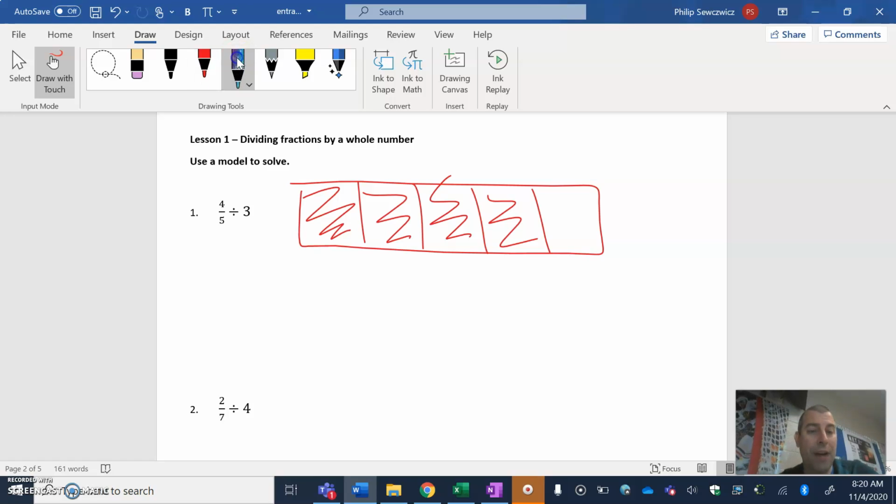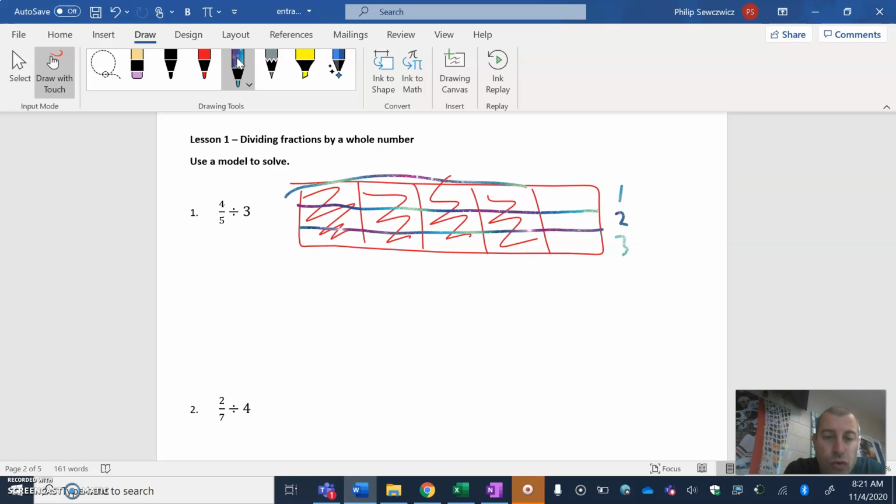So when we divide it by 3, we are going to draw our lines going across, because now you can see 1 group, 2 groups, 3 groups. Again, the whole point of division is how much in each group. It doesn't matter which group you grab, there's going to be the same amount in each group. So let's just grab the first one. As you can see, there's 1, 2, 3, 4 of them.